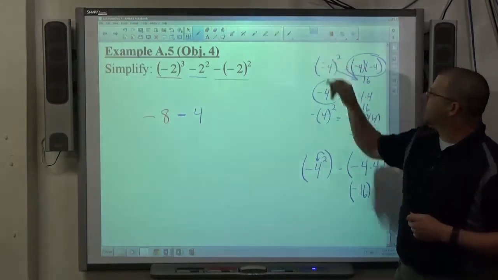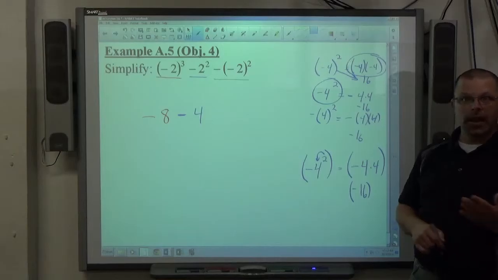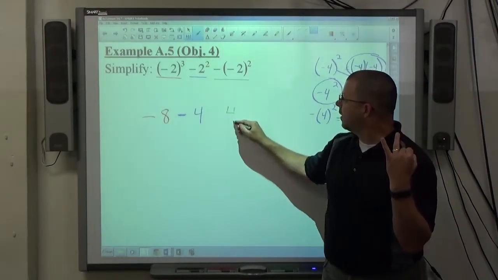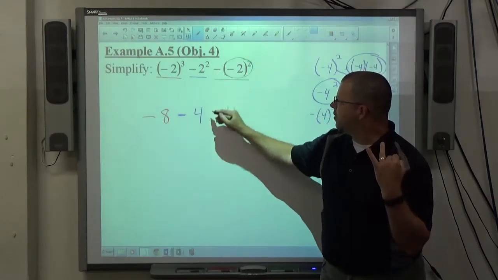All right, the last piece, what's being squared? The negative and the 2. So 2 negatives makes a positive. 2 times 2 is 4. That's positive 4. It's being subtracted.